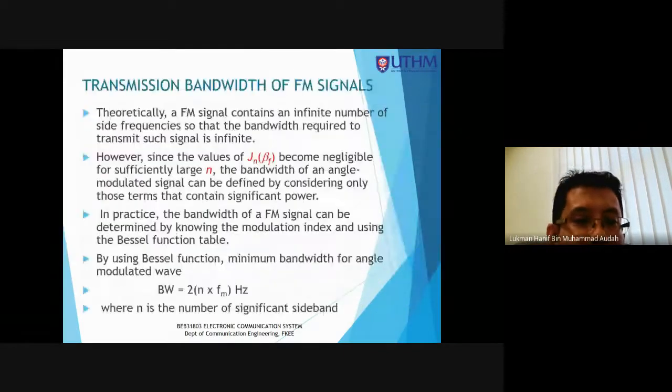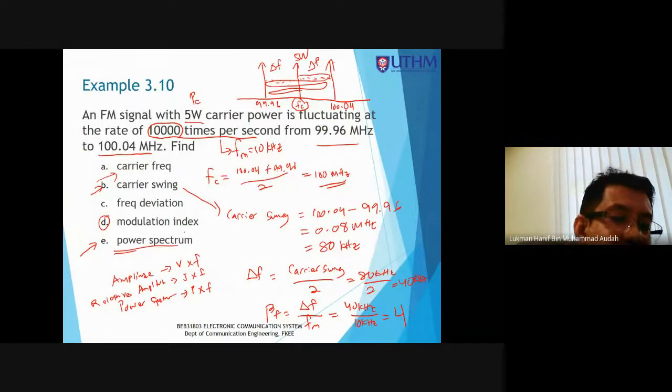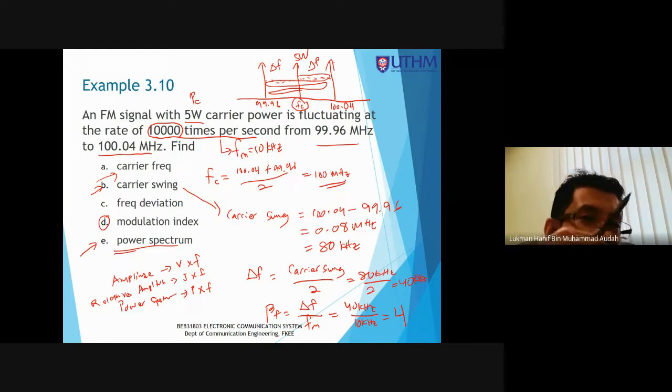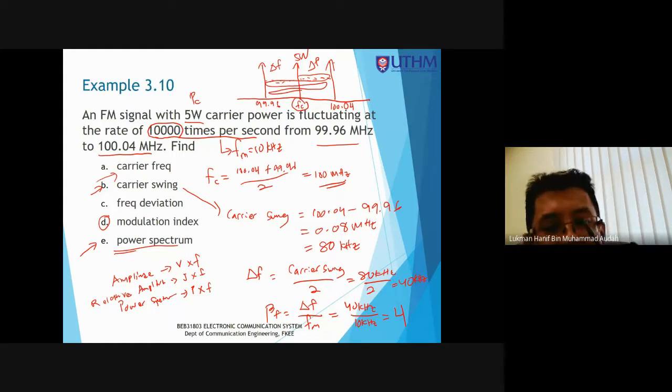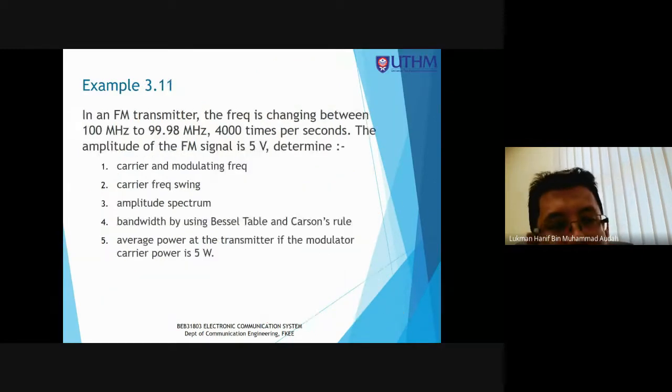If you don't have questions, if you have, ask straight away. So we have answered the power spectrum. Students who are tired can rest, can go for a drink, go to the toilet, you can go anywhere. I am still fresh, I can continue until 2 o'clock. So don't worry, I move to the next example 3.11.